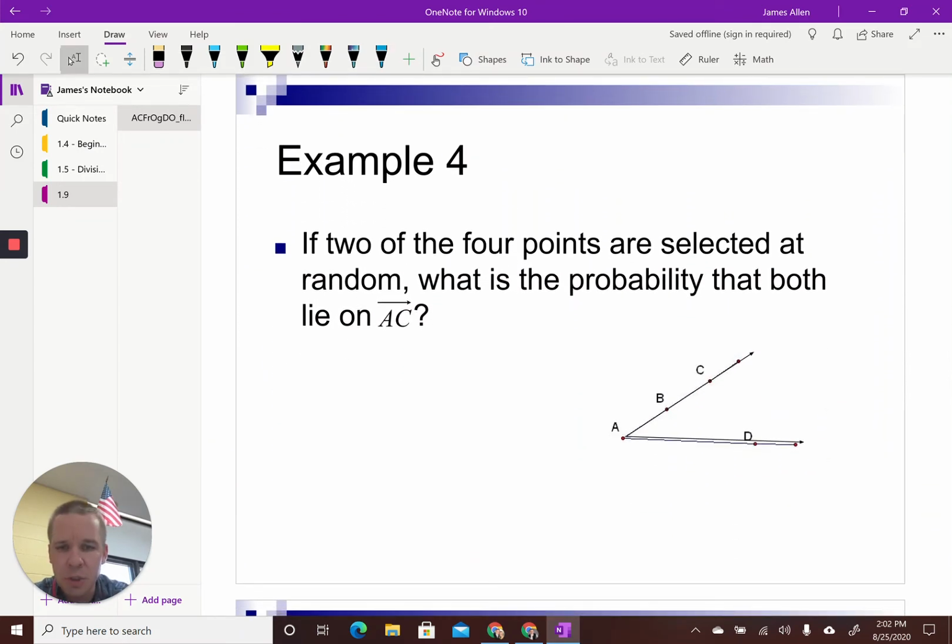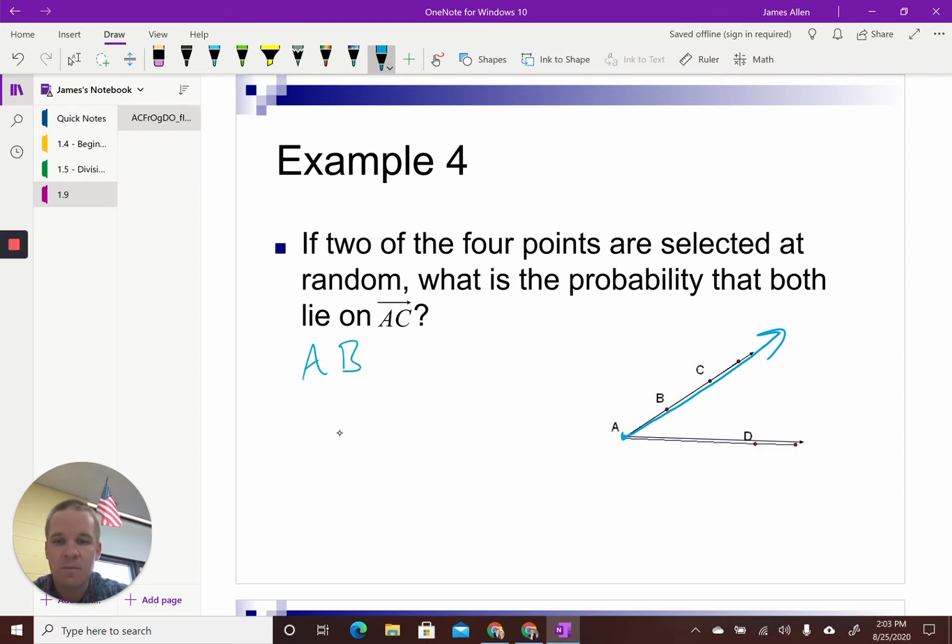If 2 of the 4 points are selected at random, what is the probability that both lie on ray AC? Well, let's see here. This is one where we need to write some things out. First off, ray AC is that. That's good to keep in mind. And it says 2 of the 4 points are selected at random. So let's think about our choices here.